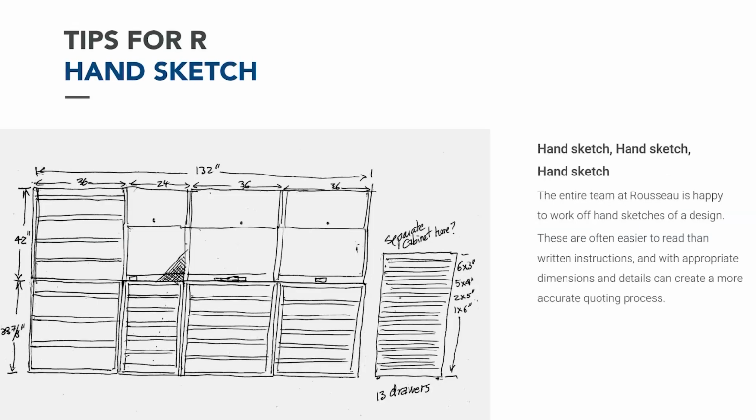When quoting, R can have a lot of part numbers. We just showed you how many different variations of R. So from our perspective, we can't say enough. Hand sketch, hand sketch, hand sketch. The entire team at Rousseau is happy to work off of a hand sketch. These are usually easier to read than written instructions. And as long as we have the appropriate dimensions and details, it's an accurate and fast quoting process.